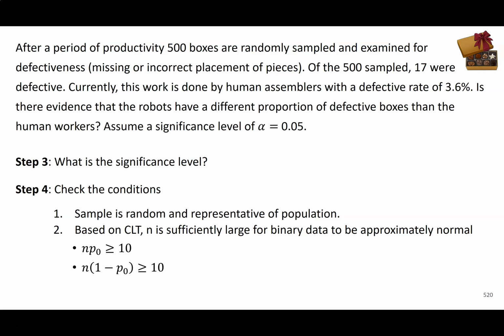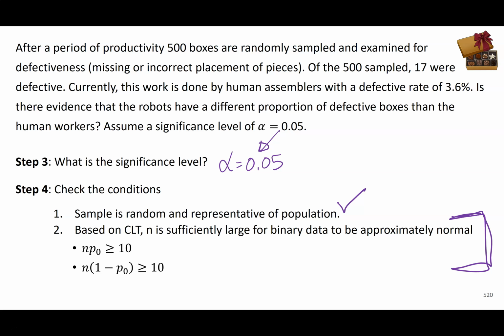So my significance level, I'm going to just pull it straight from here. Then looking at the conditions, the first condition should be the same as it was in the confidence interval. We want to know, was the sample randomly selected? Can we say within reason that these 500 boxes reasonably represent all of the chocolate boxes these robot arms are making?